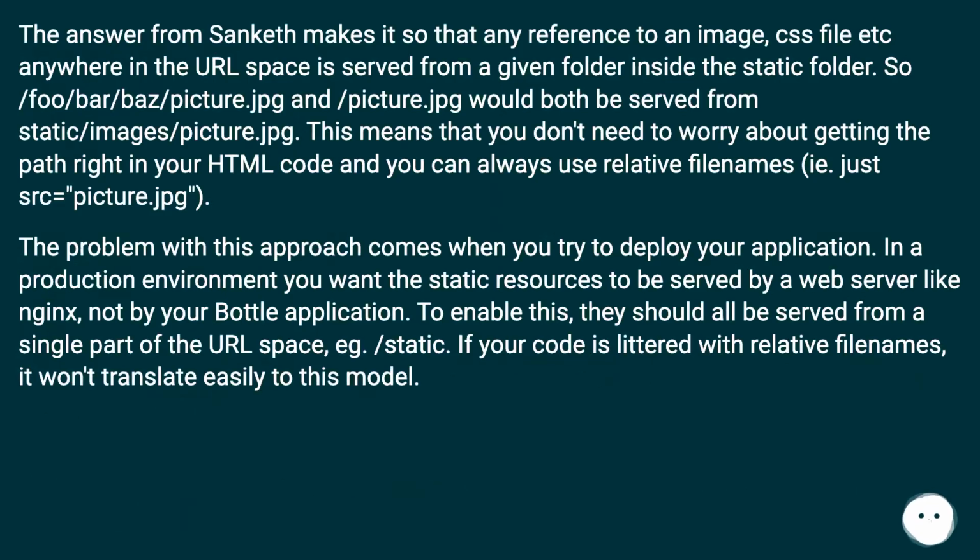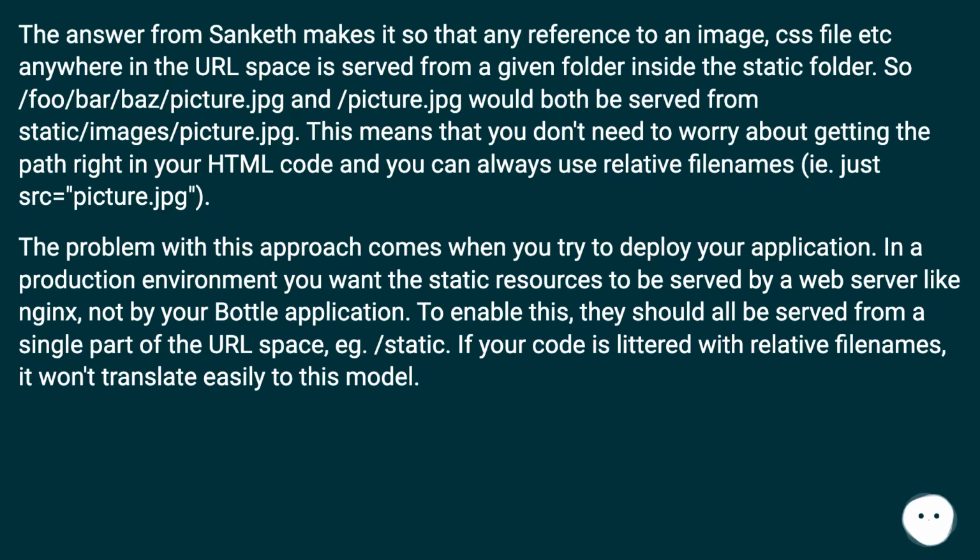The answer from Sunkaith makes it so that any reference to an image, CSS file, etc. anywhere in the URL space is served from a given folder inside the static folder. So, /picture.jpg would both be served from static/images/picture.jpg. This means that you don't need to worry about getting the path right in your HTML code, and you can always use relative file names, i.e. just src equals picture.jpg. The problem with this approach comes when you try to deploy your application.